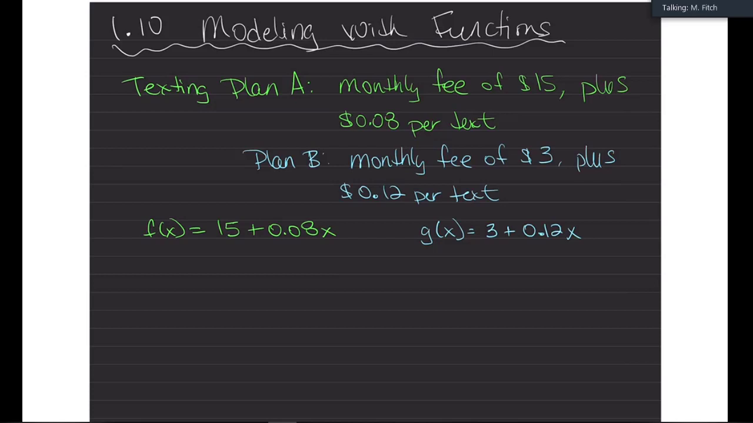So to figure out that breaking point, we want to know where these two are equal. Once we know where they're equal, then we can figure out which one we would choose depending on the number of texts. So we're going to take both functions and set them equal to each other. So we would have 15 plus 0.08x equals 3 plus 0.12x.